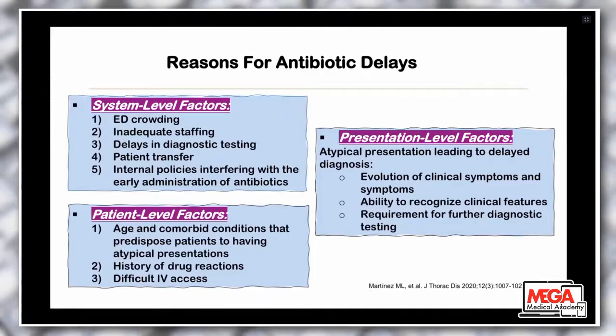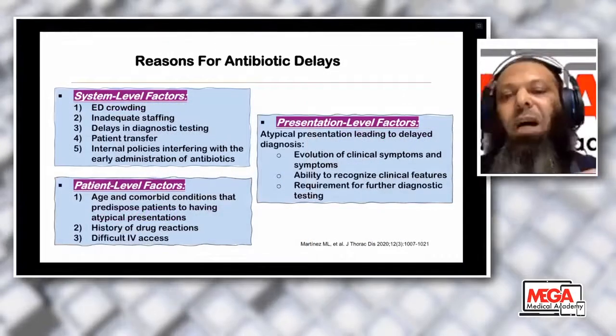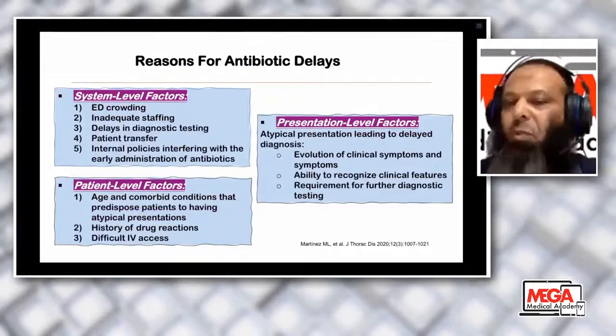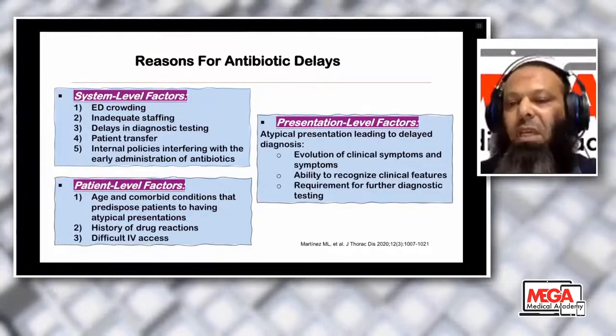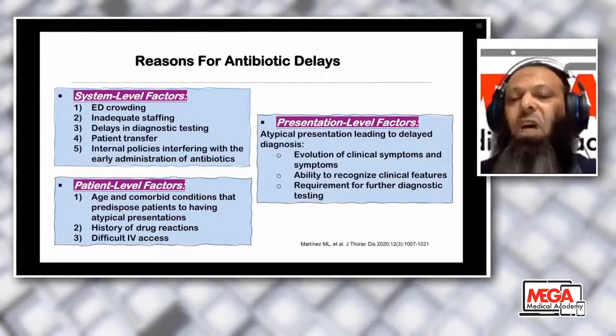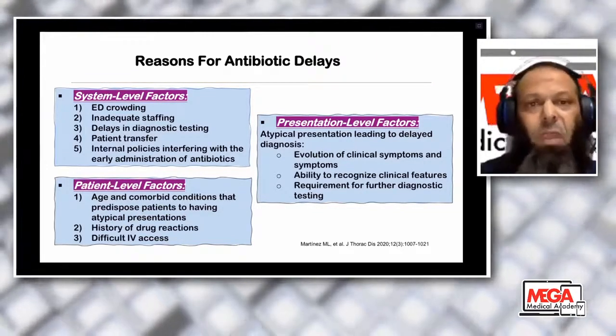What about the presentation level factors? The atypical presentation, of course, as we mentioned before, like in elderly people and the immune compromised, leads to delayed diagnosis because of the evolution of clinical signs and symptoms, the ability to recognize clinical features, and the requirement for further diagnostic tests like imaging.